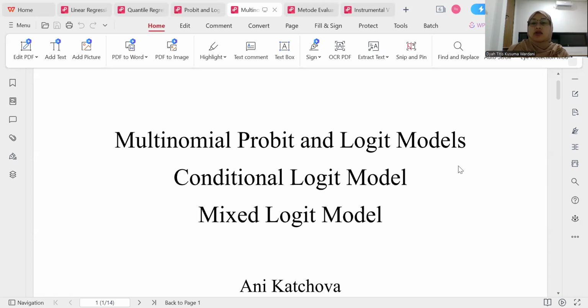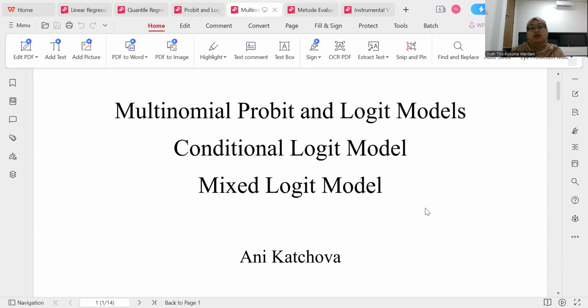Let's start another topic today, still about Probit and Logit models, but we will go deeper into them. Another type of Probit and Logit model is the multinomial Probit and Logit model. Also, we can talk about the conditional logit model and the mixed logit model.